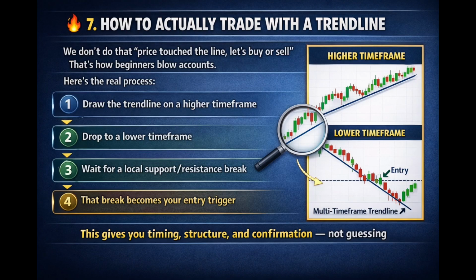7. How to actually trade with a trend line. We don't do that: price touches the line, let's buy or sell. That's how beginners blow accounts. Here's the real process. 1. Draw the trend line on a high time frame. 2. Drop to a lower time frame. 3. Wait for a local support or resistance break. 4. That break becomes your entry trigger. This gives you timing, structure, and confirmation, and you don't guess.